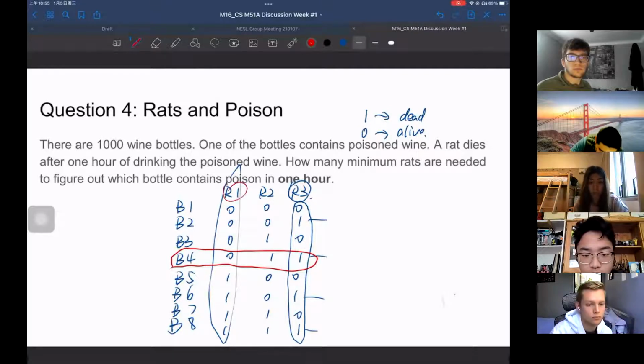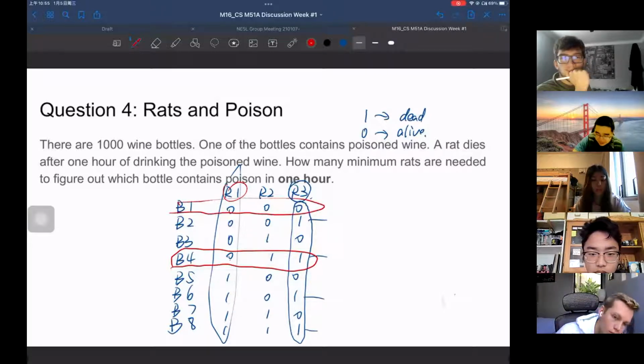So R1 didn't drink before and it's alive. R2 and R3 both drank before and they are dead. So before is poisonous. That makes sense, right? Similarly, if they are all alive, that means B1 is poisonous because no one drank B1 and no one died. We know there's one poison.